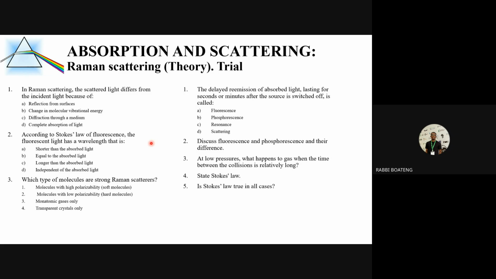Now, the number 2, we did it before, understood. But the number 3, which type of molecules are strong Raman scatterers? Molecules with high polarizability. Very good. Soft molecules. And a very typical example is the benzenes. Is that okay? Okay, so perfect.